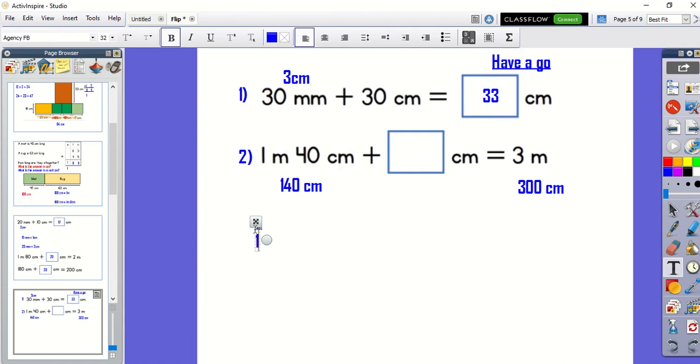So let's just write that out. So 140 add 60 would give me 200. 200 add 100 equals 300. So I've added on a 60 and I've added on 100. 100 add 60 is 160. So if I add on 160 centimetres, I would end up with 3 metres. Well done if you solved both of those questions.